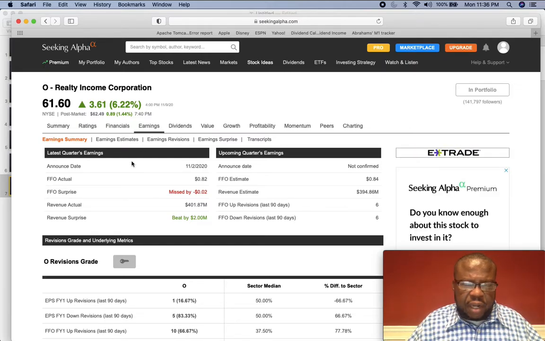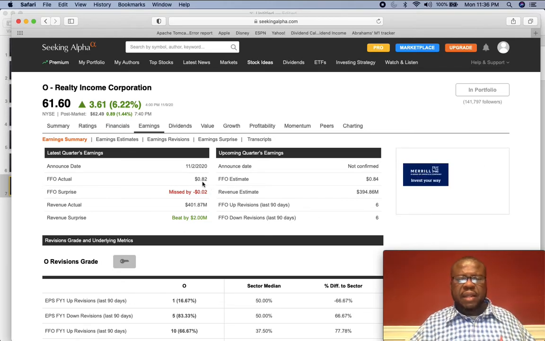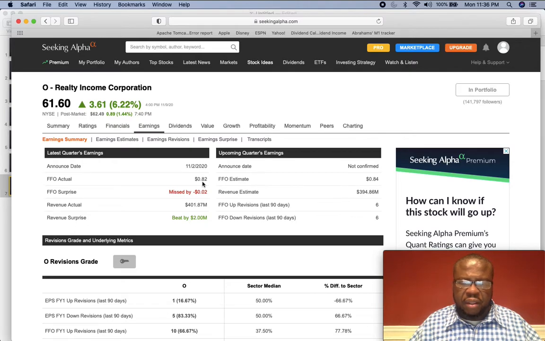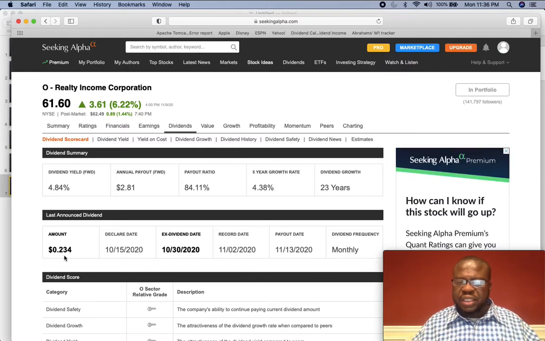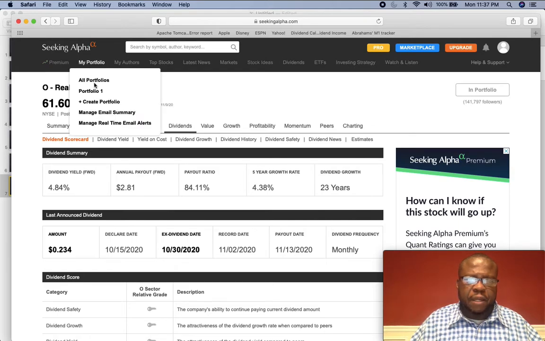So it says here funds from operations, which is almost equivalent to the earnings per share, for the last quarter, was about 82 cents. Now, I think it's for the quarter, so that's 3 months, all right? We'd have to divide this by 3 to see what is the funds from operations for the month. So 82 cents divided by 3 would be about 26, 27 cents, which makes sense because they paid about 23 cents. So you'll see it is paying out a large portion, but it's not over 100%. So that is Realty Income.